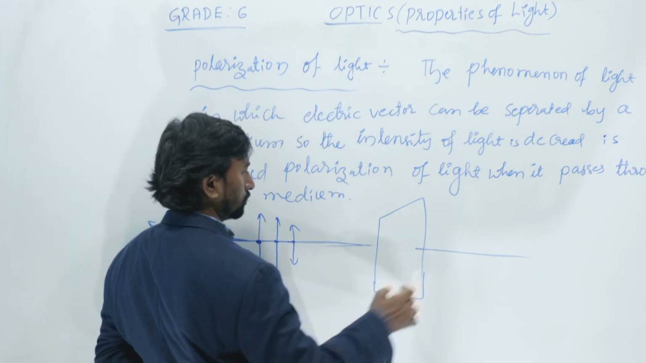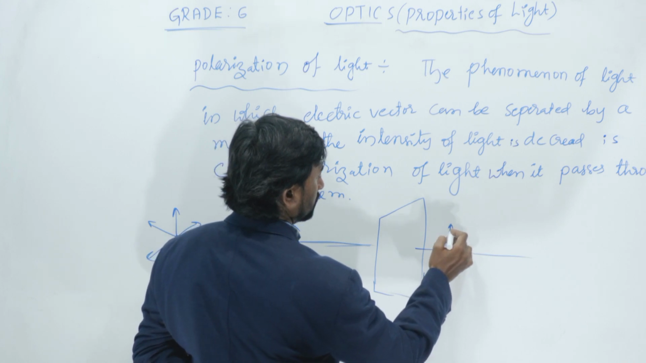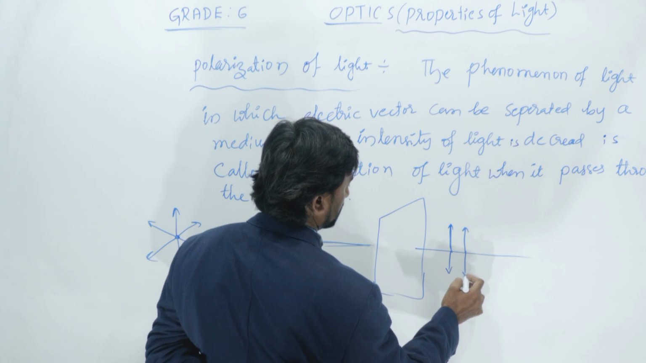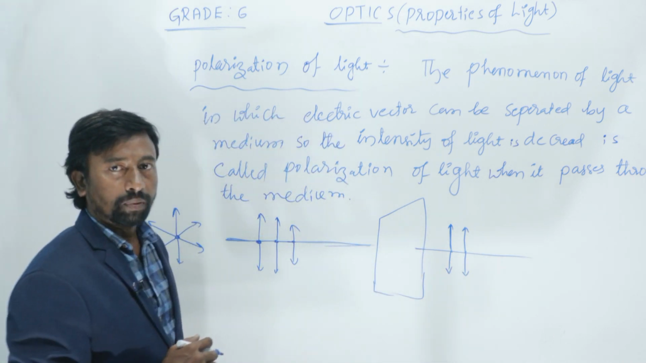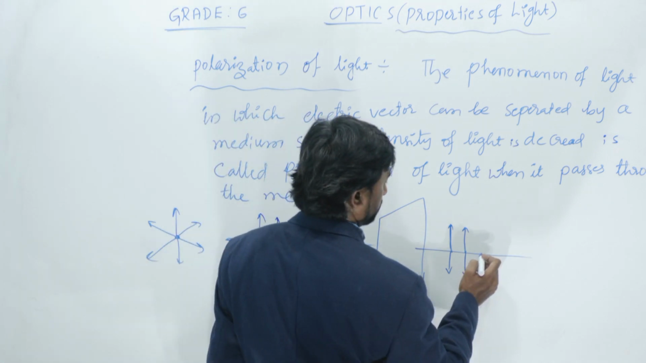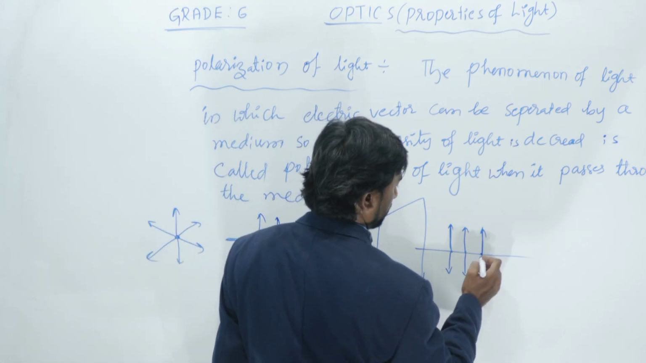out from this, then only the magnetic vectors can come out there. Only the magnetic vectors which are perpendicular to this crystal, perpendicular to the medium. So here that is the phenomenon of light.